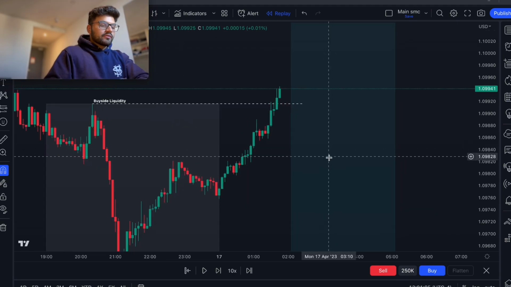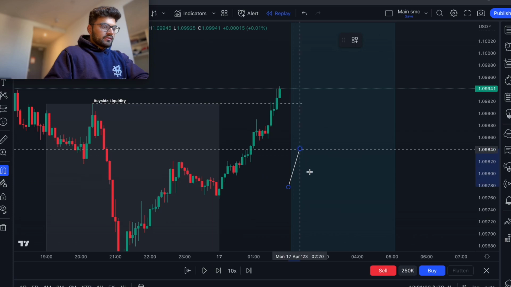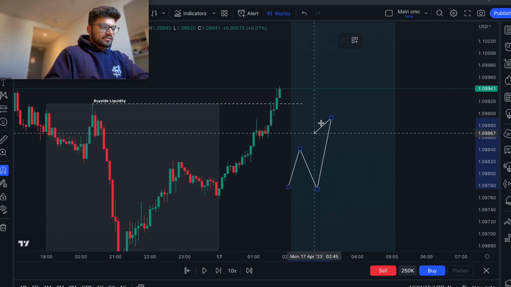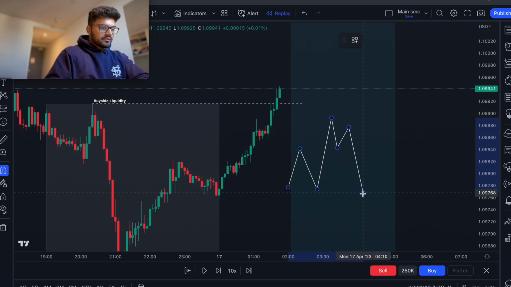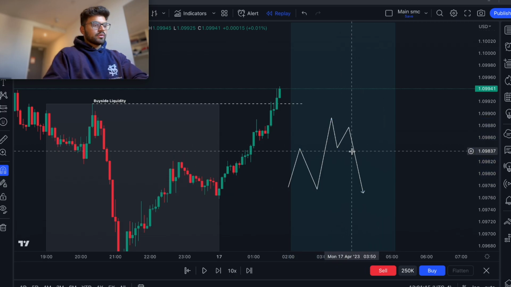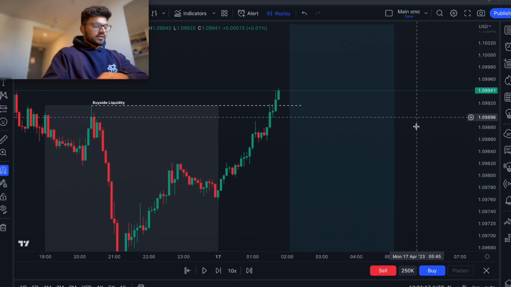Now all we're going to be looking for is that break in market structure. So we've had this already, right? We've had this. Now all we're looking for is this move right here. That's what we're looking for, and we can enter a short. So let's see what happens.